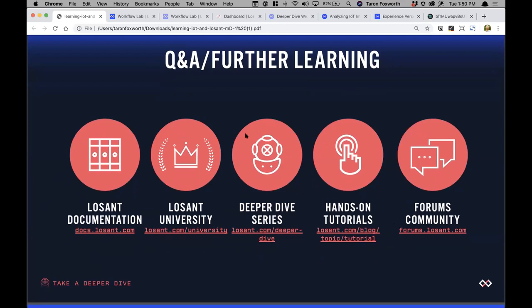The deeper dive series are great because in this case, we're talking about learning IoT and Losant, but the deeper dives that we have available really go into Losant and building and use cases and pro tips while you're doing so. And then the next step is going to be those hands-on tutorials. So all the tutorials that you see in our blogs, I highly recommend pulling a tutorial and going through it and trying it. Those are the things to really sharpen your skills.